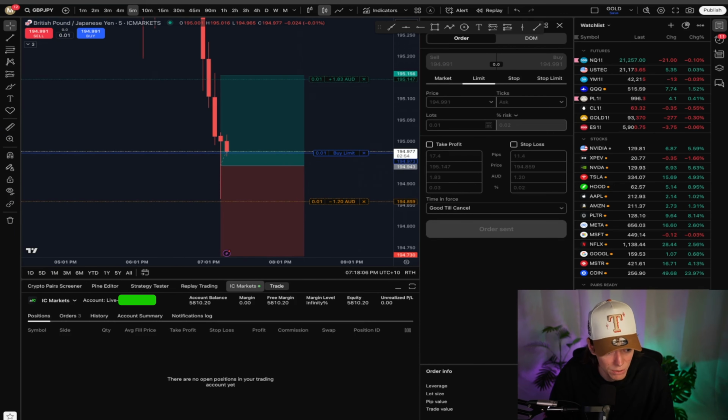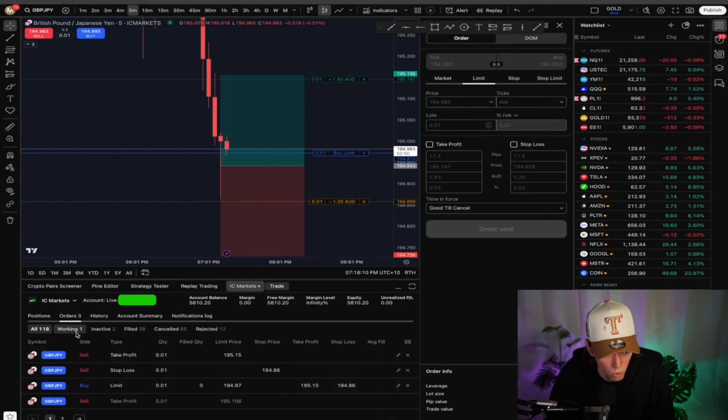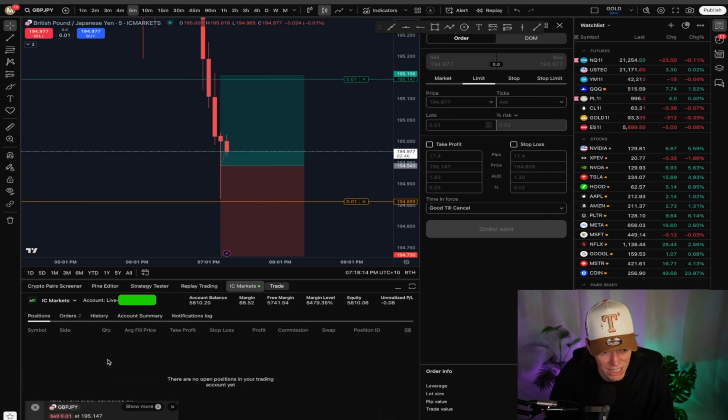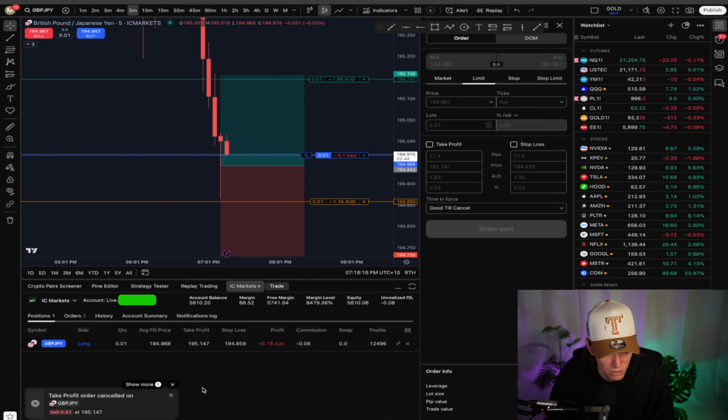Now, if you want to see whether you're in, down here below, you'll see an area called positions or orders. Orders is the orders we just placed. Positions, we're not in yet. So now we're in. We're officially in. And then if price comes down to here, we lose $1. Price comes up to here, we win $1. It's pretty much that simple.